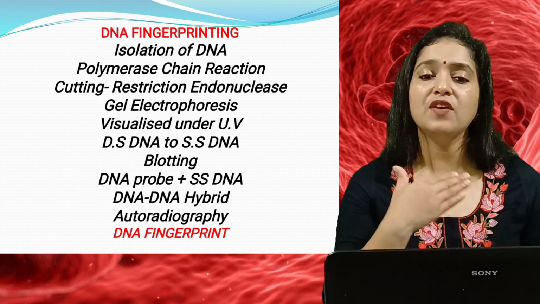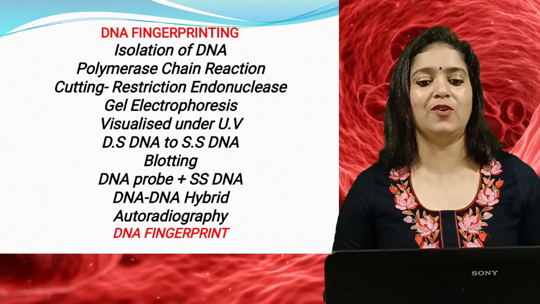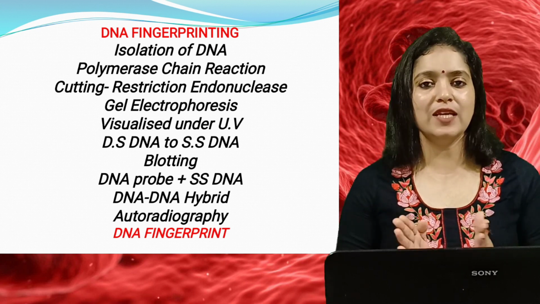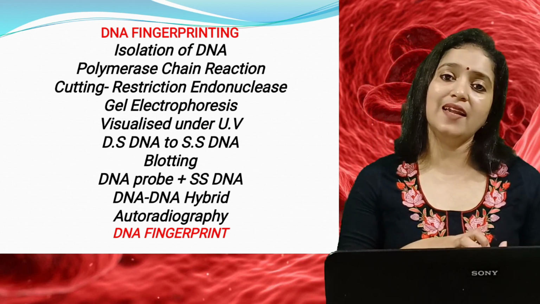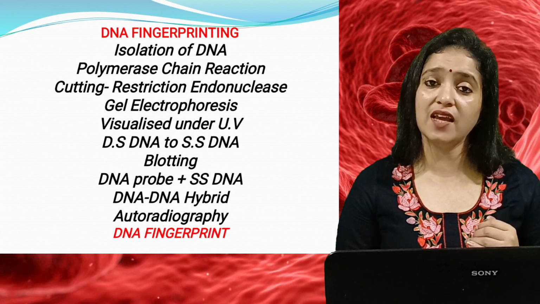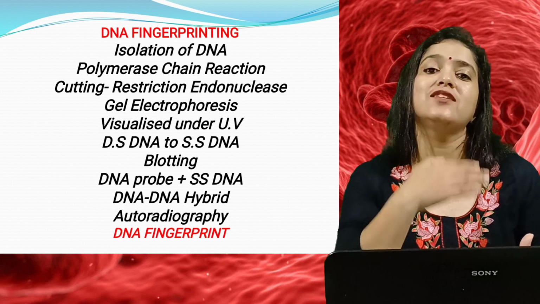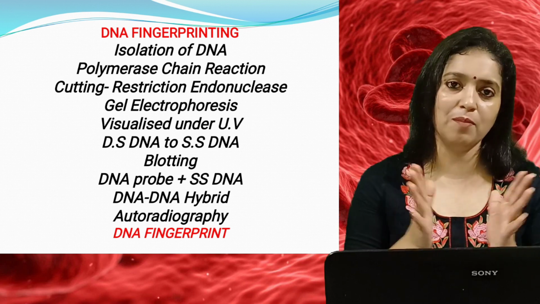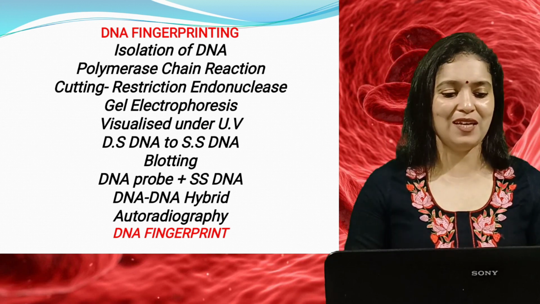And this double-stranded DNA we are making into single-stranded DNA by using certain alkali. Which alkalis, you have to find out. And then the process of blotting, transferring into a nitrocellulose membrane. And then a DNA probe is introduced. One more question: what is a DNA probe? It is a single-stranded DNA of known nitrogen bases. This DNA probe will bind with the single-stranded DNA and a hybrid is formed. Then autoradiography, and we will get the DNA fingerprint.